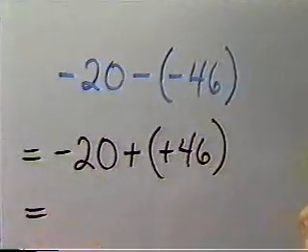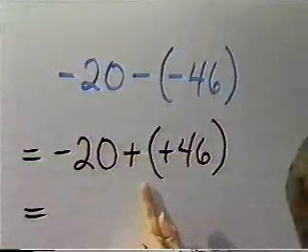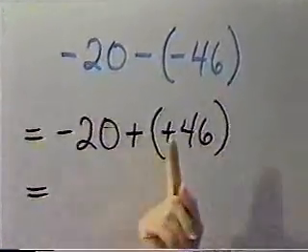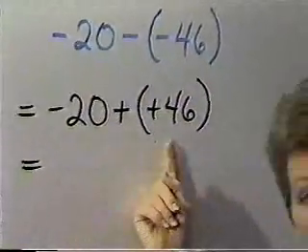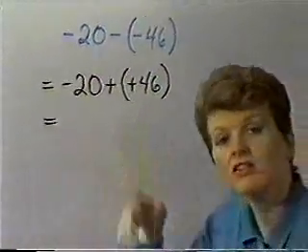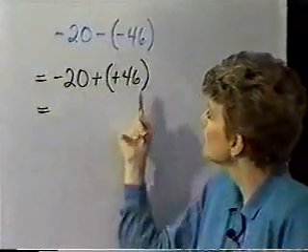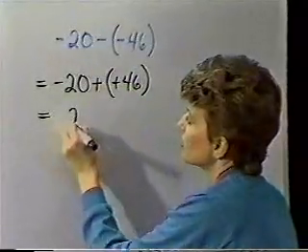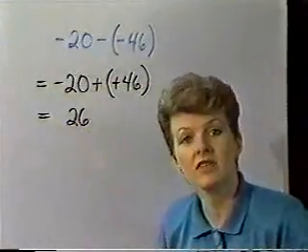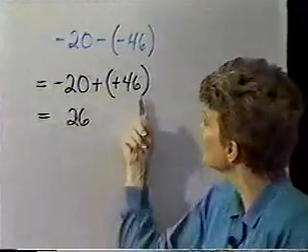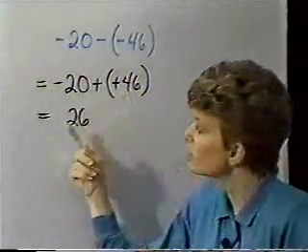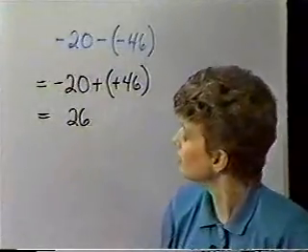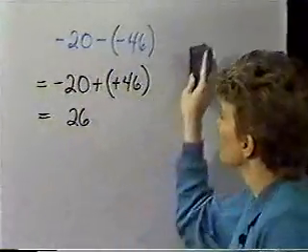And now I've turned this subtraction problem into an addition problem, and we can use those rules for adding then. Right now I'm adding two numbers with unlike signs, so subtract their absolute values. 46 minus 20, that would be 26, and keep the sign of the number with the larger absolute value. The sign would be positive, so my answer is positive 26, or just 26. All right, let's look at another example.